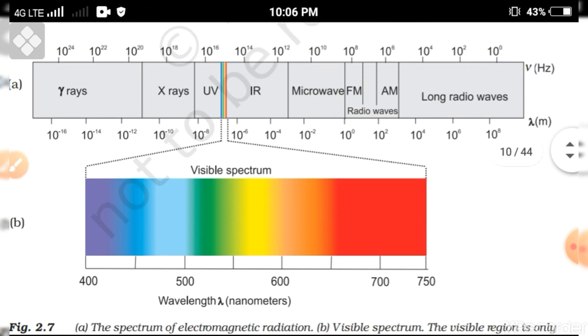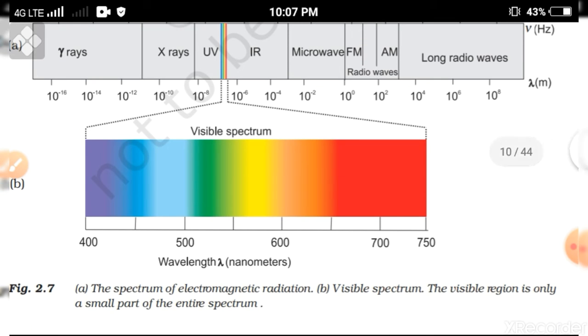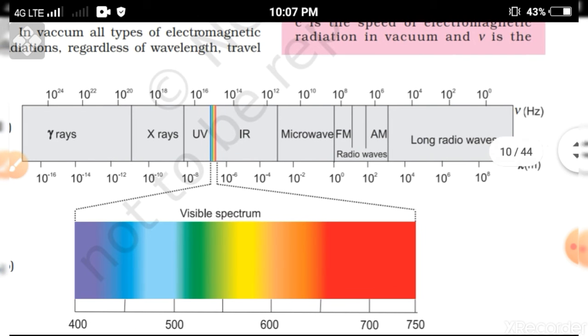Wavelength is also denoted in nanometers. The visible spectrum is given there as 400, 500, 600, 750 nanometers, between the UV rays and IR. The visible region is only a small part of the entire spectrum, which we can see easily. These are the wavelength and frequency of different radiations and spectrum.